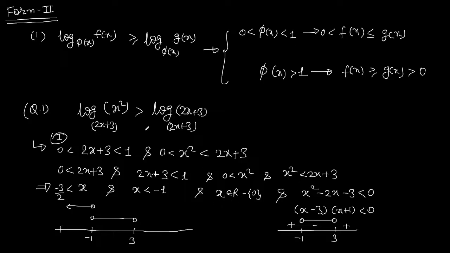Oh, let's check the inequality. No, in the question the inequality is like this. If the inequality is opposite, we won't be getting the answer. There is no solution. It should be like this. Okay. If the inequality is opposite, we don't have any solution.